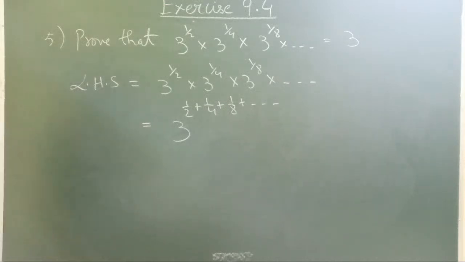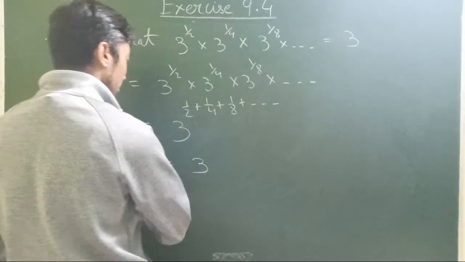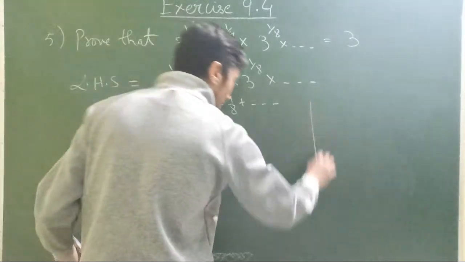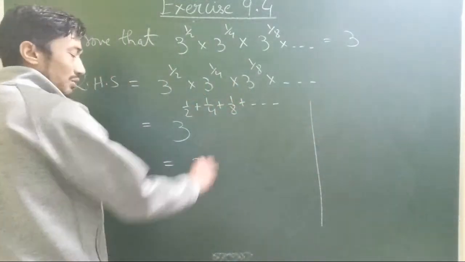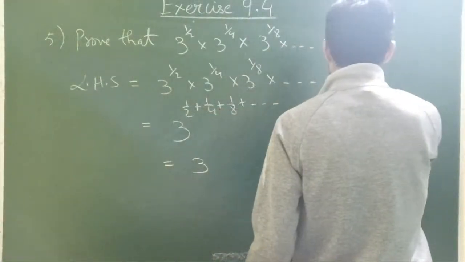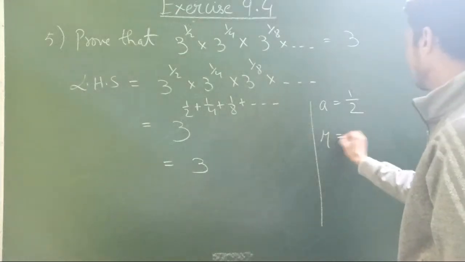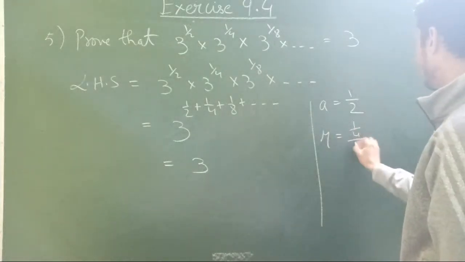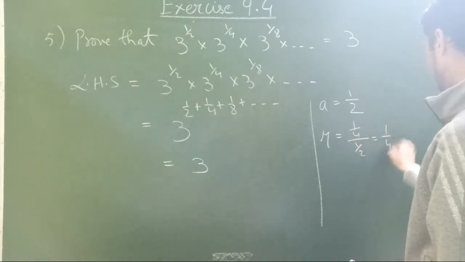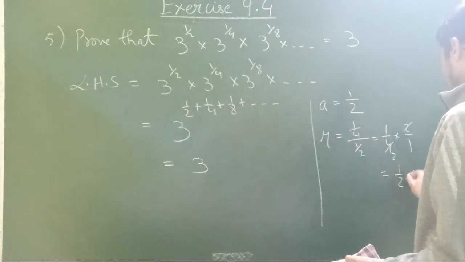Now we will apply here the sum of infinite series of a geometric progression. Maybe we will do it here in the rough, otherwise it might look very messy here. What will be the first term here? First term is 1 by 2. What will be the common ratio? Common ratio is 1 by 4 divided by 1 by 2. So that's like 1 by 4 into 2 by 1. So common ratio is 1 by 2, less than 1.